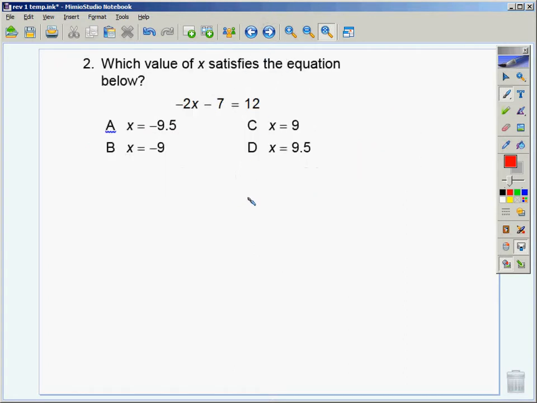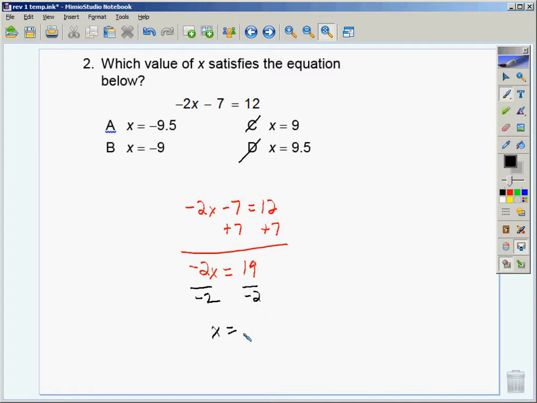Number 2. The easiest way to do this is actually just solve this equation. You could have plugged these in if you didn't know how to solve it, but it's easier just to solve it. We'd start by adding 7 to both sides. It'd give me a negative 2x equals 19. I could already eliminate 2 possibilities because I know my answer is going to be negative, because I'm going to divide both sides by a negative 2. 19 divided by a negative 2 is a negative 9.5, which is why this one is A.